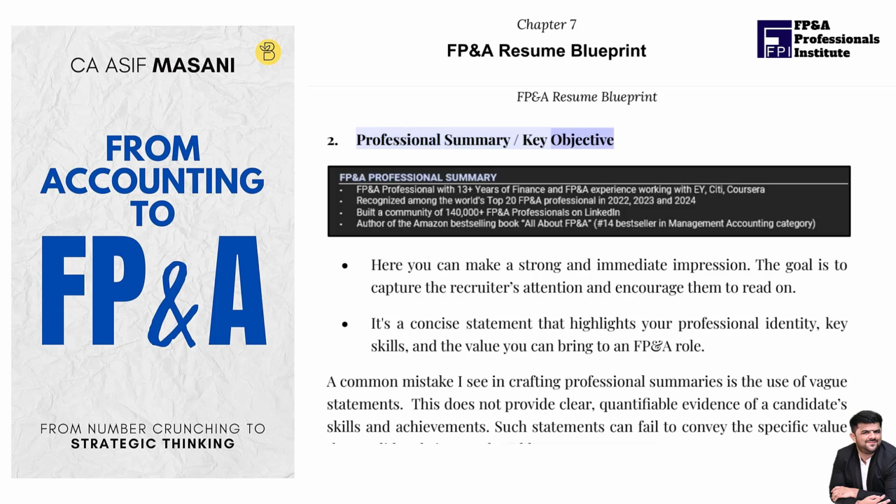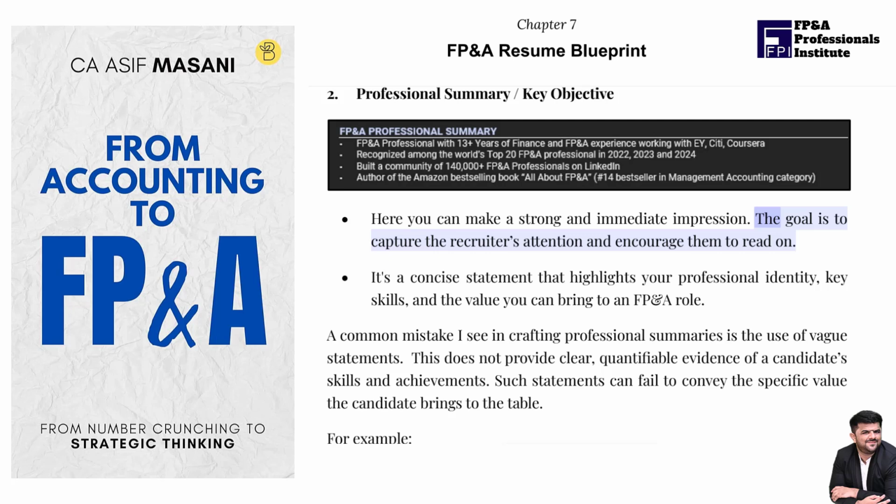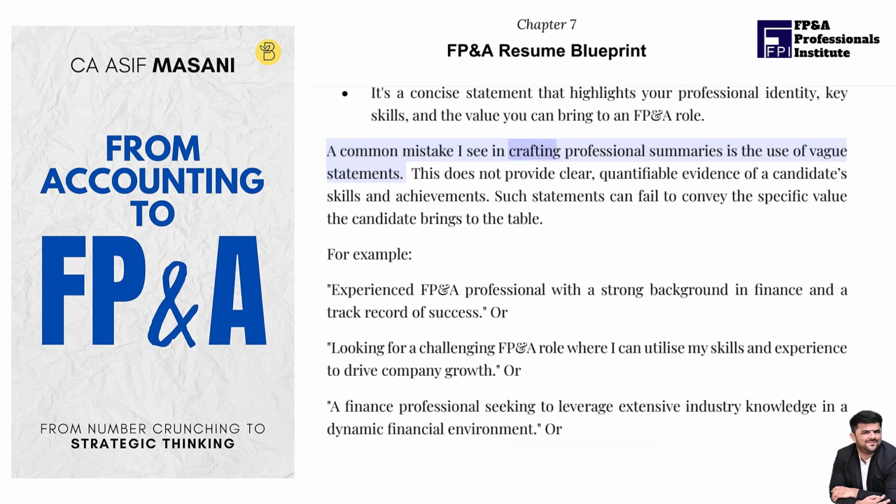2. Professional summary, key objective. Here you can make a strong and immediate impression. The goal is to capture the recruiter's attention and encourage them to read on. It's a concise statement that highlights your professional identity, key skills, and the value you can bring to an FP&A role. A common mistake I see in crafting professional summaries is the use of vague statements. This does not provide clear, quantifiable evidence of a candidate's skills and achievements. Such statements can fail to convey the specific value the candidate brings to the table.